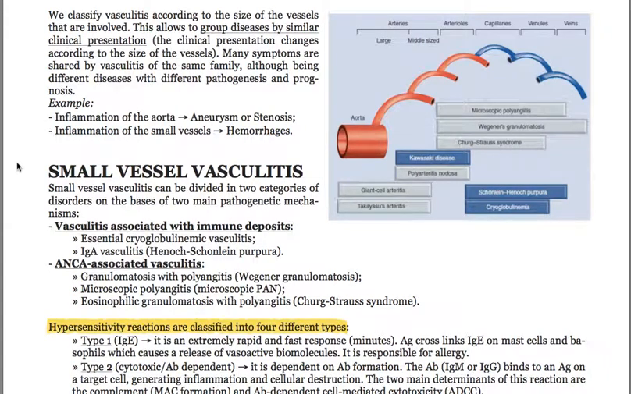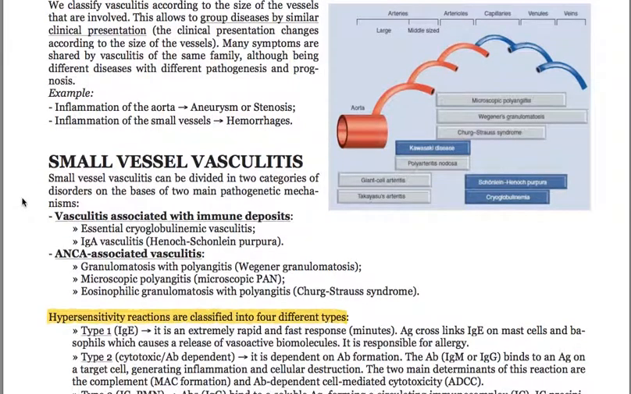Small vessel vasculitis. We classify vasculitis according to the size of the vessels that are involved. This allows us to group diseases by similar clinical presentation. In fact, as we said, the clinical presentation changes according to the size of the vessels. Many symptoms are shared by vasculitis of the same family, although they are different diseases with different pathogenesis and prognosis. For example, inflammation of the aorta gives aneurysm or stenosis, while inflammation of the small vessels gives hemorrhages.